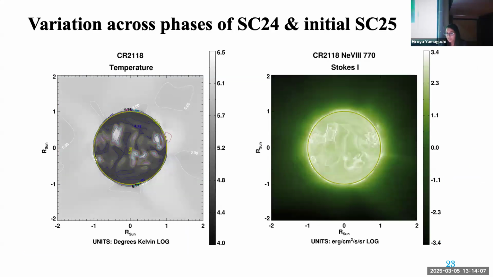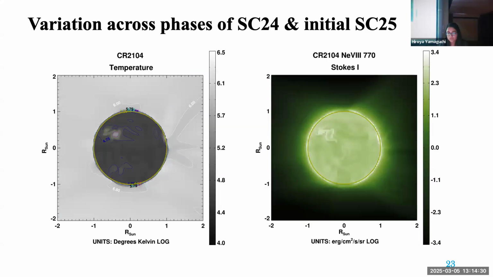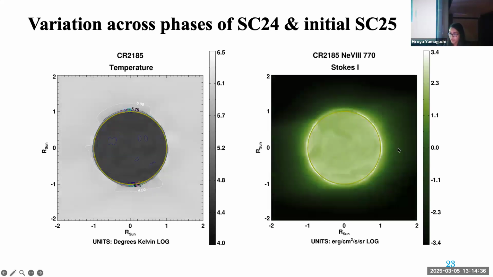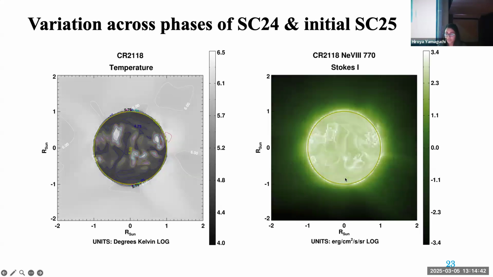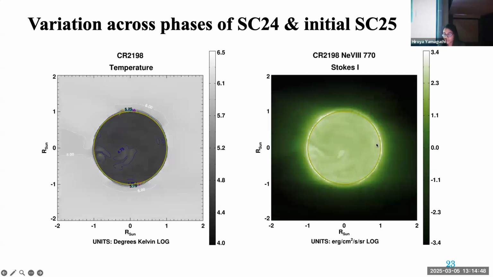Also in this study, we not only included the effect of the magnetic field due to the Hanle effect, but we also studied the effect of electron collisions, which is very important in the lower corona, where the electron density is very high and can lead to complete depolarization of the emitted radiation. The leftmost image is the temperature maps and the rightmost is the Stokes I maps. We can see that as we proceed into the maxima phase, the intensity increases and then gradually drops as we reach the minima phase.